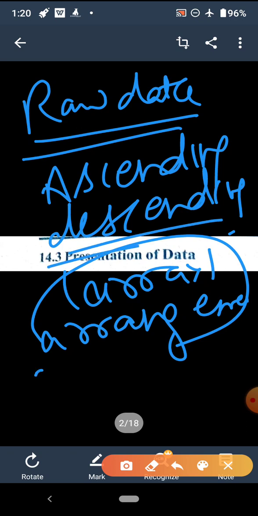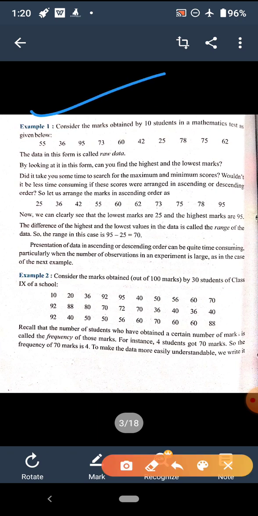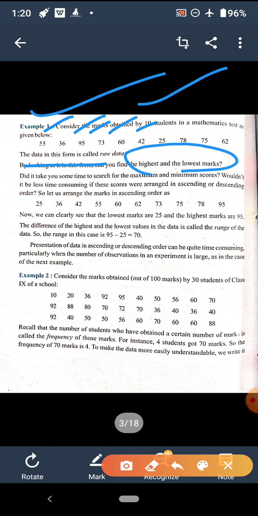For example, you can see here example 1. Consider the marks obtained by 10 students. A teacher has taken a maths test of 10 students. The marks are 55, 36, 95, 75, 73, 60, etc. So this data is called raw data. Now we want to find out the highest and lowest marks. The data in this form is not readable.